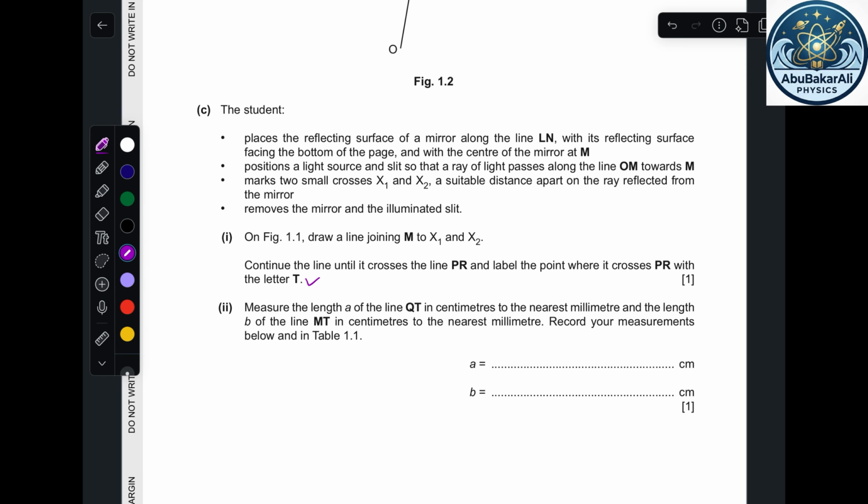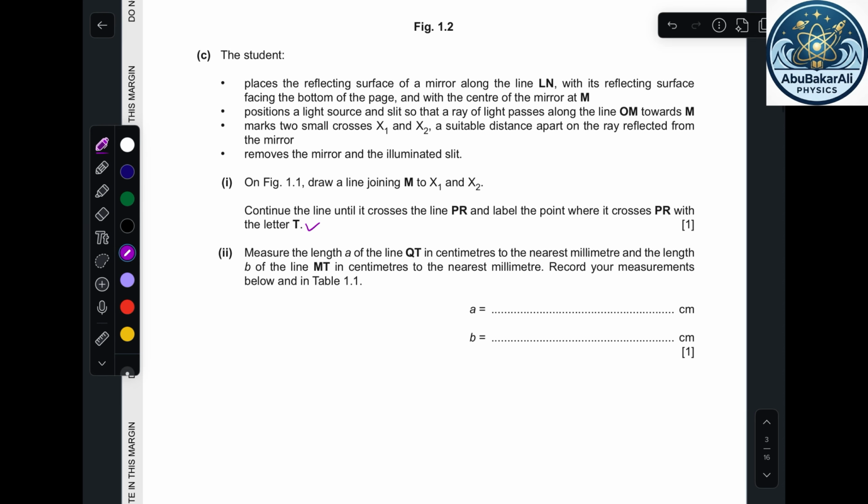Okay, done. In the second part, we're doing this second part. Measure the length A of the line QT, in centimeter. Okay, A is QT, and measure the length B of the line MT. So you have to measure QT and MT.